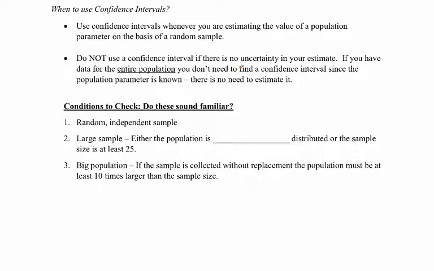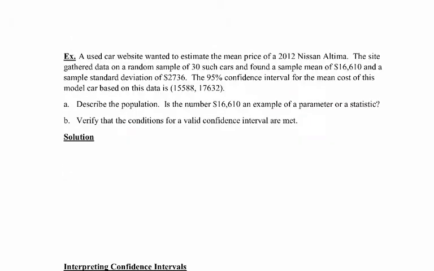Our sample size has to be large enough, it has to be at least 25, or they have to tell you that the population is normally distributed. And the population has to be big enough so that if the sample is collected without replacement, the population is at least 10 times our sample size.